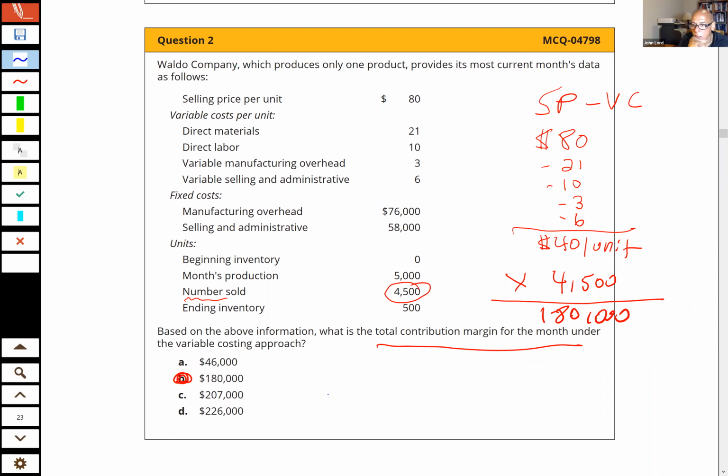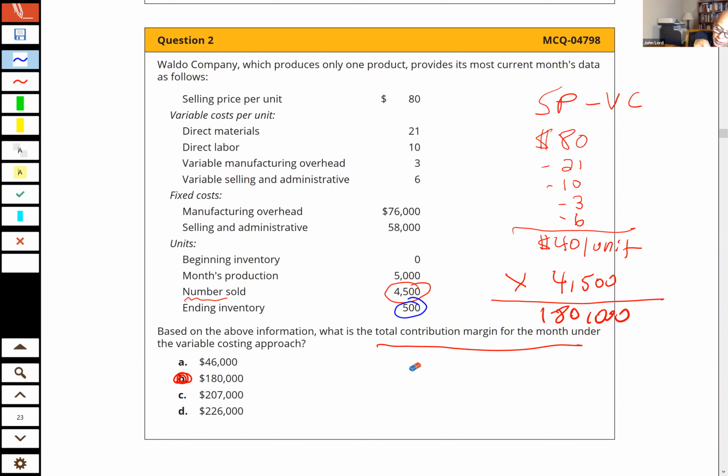Serena, if you're talking, you want to unmute. I'm guessing absorption. Absorption, you're guessing because? Yes, I think because there's an ending inventory where some fixed costs are sitting. Right, the ending inventory increased, didn't it? 500, because we started with 0, we produced 5,000, and we only sold 4,500. So the ending inventory went up 500. So absorption will have the higher net income.